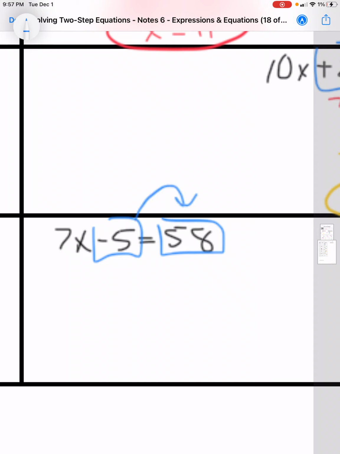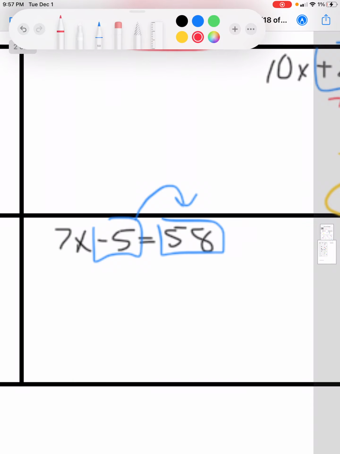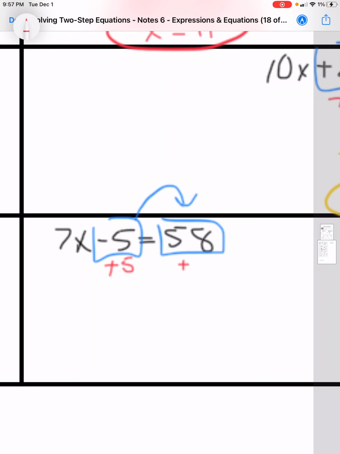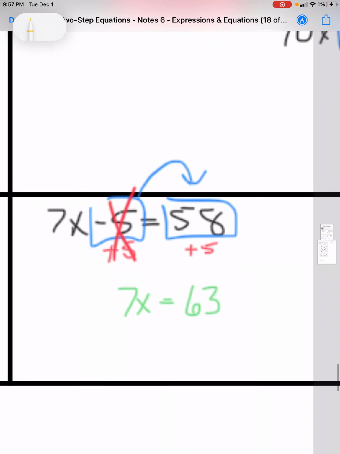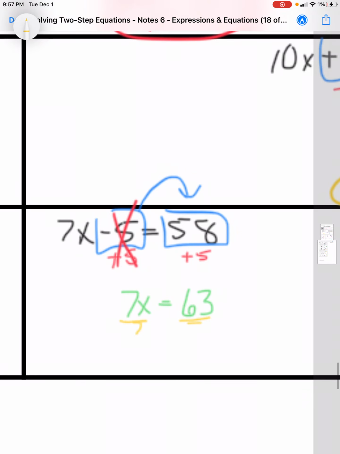The negative 5 is going to have to go to the right. Why? Because we're getting it away from the x, which stinks, and we need it by itself. How are we going to do that? We're going to do the opposite. So we're going to add 5. Those cancel out, and I'm going to be left with 7x is going to equal, I believe that would be 63. And then how do I get rid of 7 times x? Well, I divide by 7, and I'm left with x is going to equal 9.